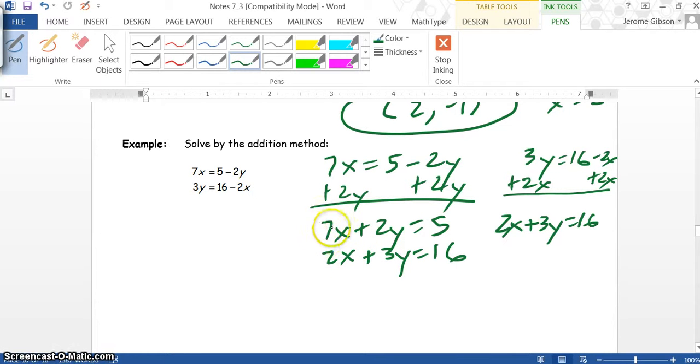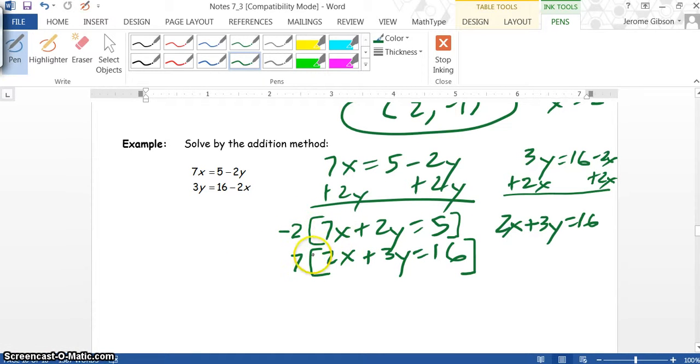The least common multiple of 7 and 2 is 14. So we ask ourselves here, 7 times what is 14? We know it's 2. And we ask ourselves here, 2 times what is 14? We know that's 7. And we have to multiply all of the equation by that number. So what we need to do is pick which one of these we want to be negative. So I would suggest let's do the negative 2. So let's make the 2 negative.